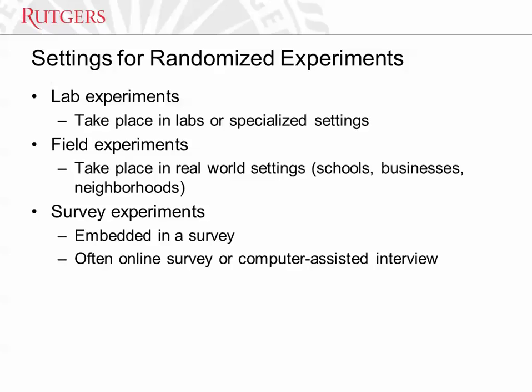A final type of setting for an experiment is a survey experiment. So this might seem kind of contradictory at first, but surveys are often used for observational studies, but there are ways in which you can experimentally manipulate the parts of an experiment. So some of the earliest survey experiments were question wording experiments.